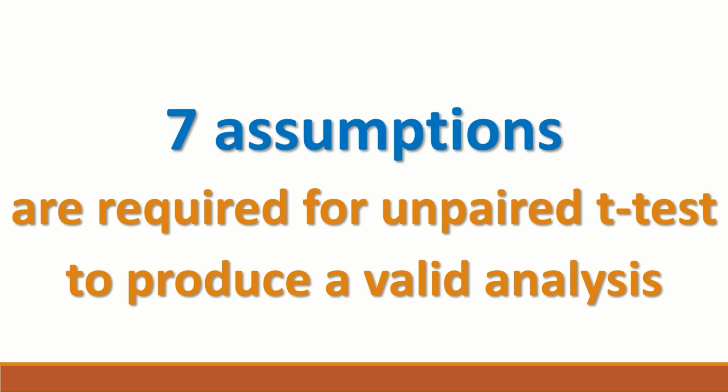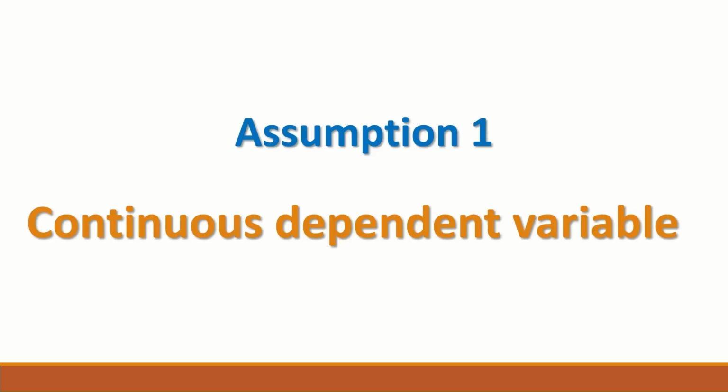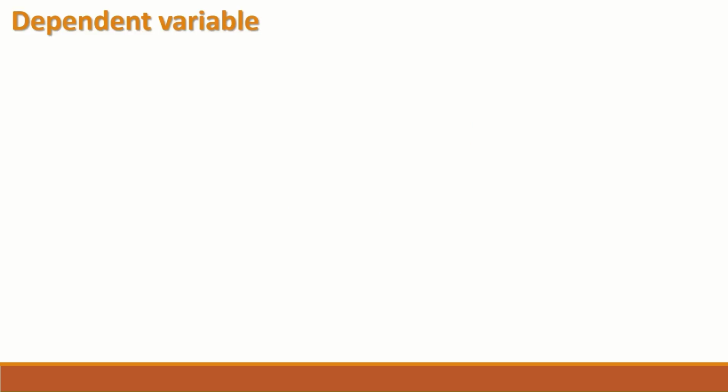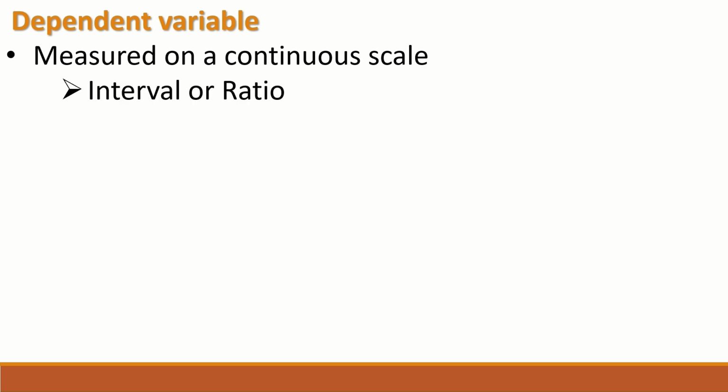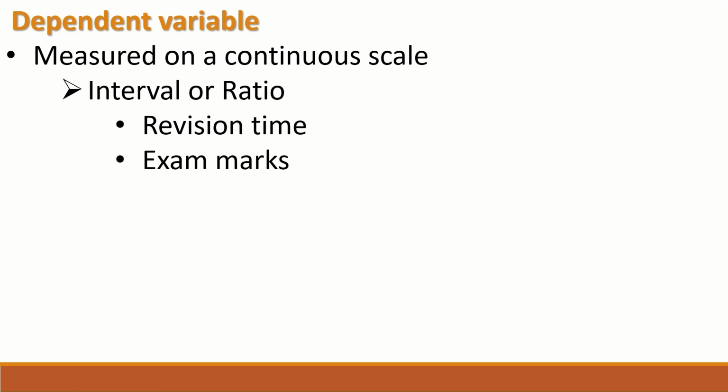There are 7 assumptions that are needed or required for the unpaired t-test to produce a valid interpretation or analysis of the data. The first assumption is that the dependent variable has to be continuous. So the dependent variable is measured on a continuous scale that can be interval or ratio, such as revision time, exam marks, weight, height, salary, age, and so on.